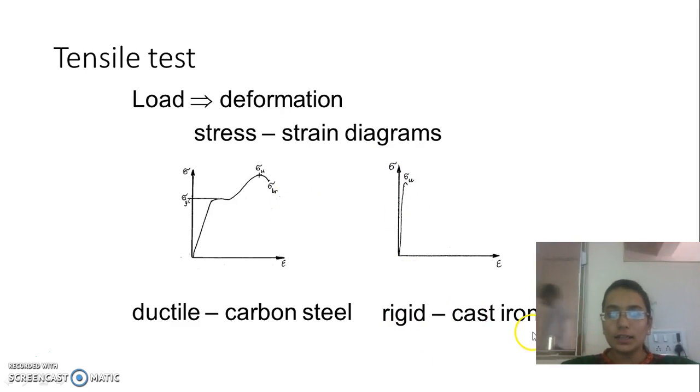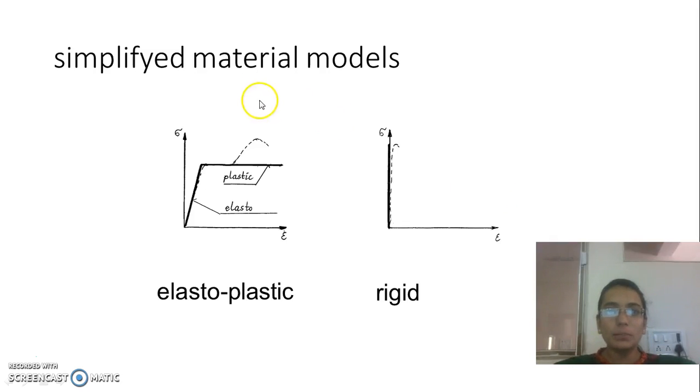In the rigid cast iron, it will suddenly increase and it will break at a certain point. It will not increase in total deformation. Now to simplify the material model: it is the elastoplastic material, then it will increase up to a certain point, then it will remain constant.